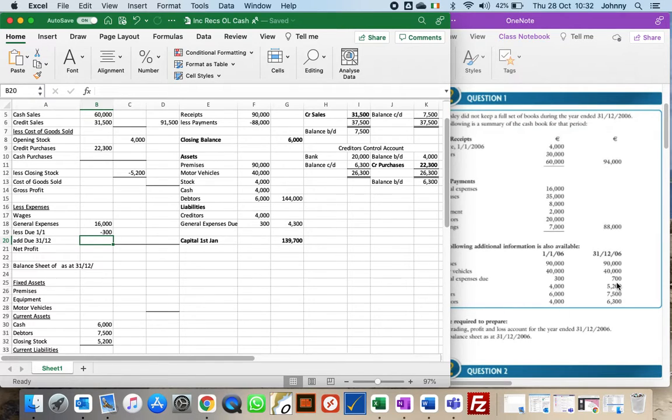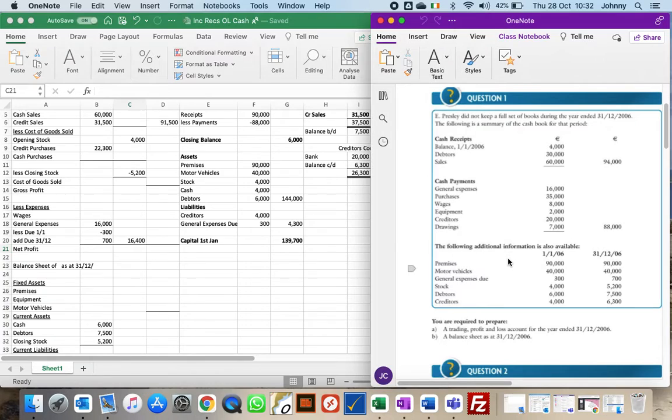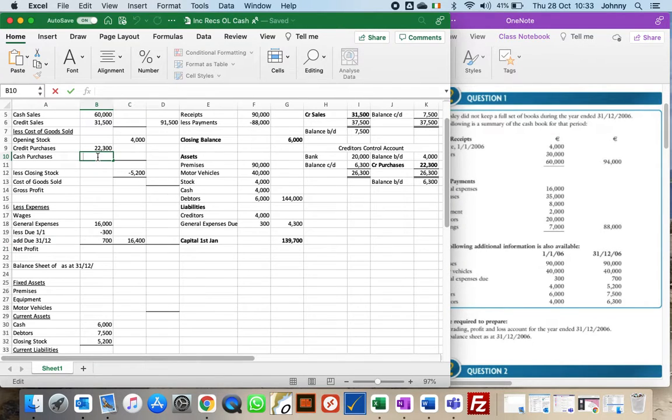And we have a look and we see that there's a general expenses due of 700 at the end, so we're going to add that on. So that means the real general expenses figure is going to be all of those added together. So 16,300 minus the 300 plus the 700. So that's general expenses. Purchases 35,000, so that's cash purchases. So now we can add our 2 purchase figures together.